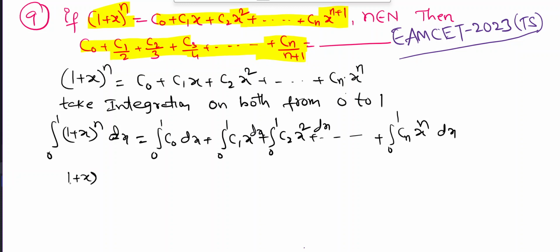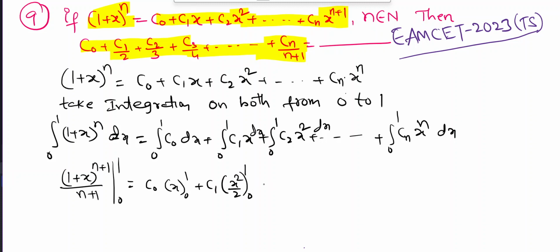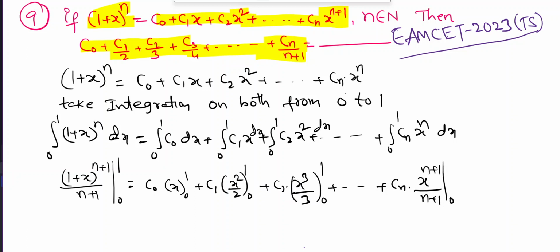That is integration of 0 to 1 of 1 plus x whole to the power of n, this is 1 plus x whole to the power of n plus 1 by n plus 1 from 0 to 1. Here c0 constant, 1 into dx gives x, that is 0 to 1, plus c1 into integration of x, x square by 2 from 0 to 1, plus c2 into x cube by 3 from 0 to 1, plus the last term cn into x to the power of n plus 1 by n plus 1 from 0 to 1.